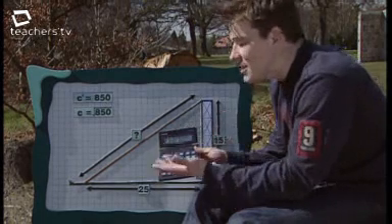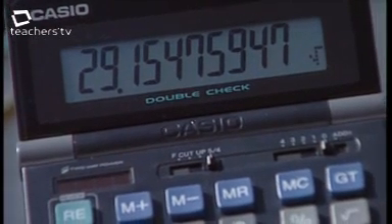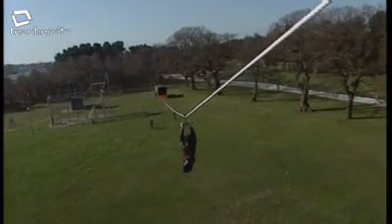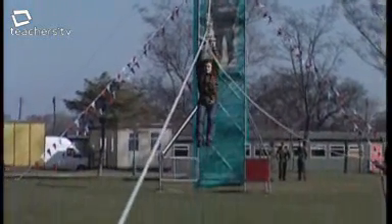29.15475947 metres. Now, obviously, we can't measure a rope to that sort of accuracy. It would be impossible. So I'm going to round it up to the nearest 10, which is 30 metres. For any right-angled triangle, if we know the length of the two shorter sides, we can calculate the length of the hypotenuse.